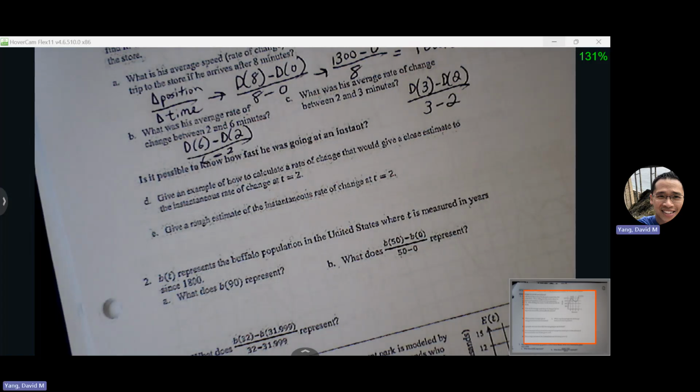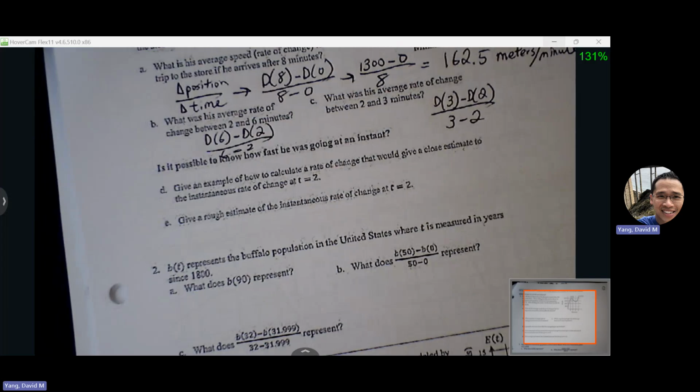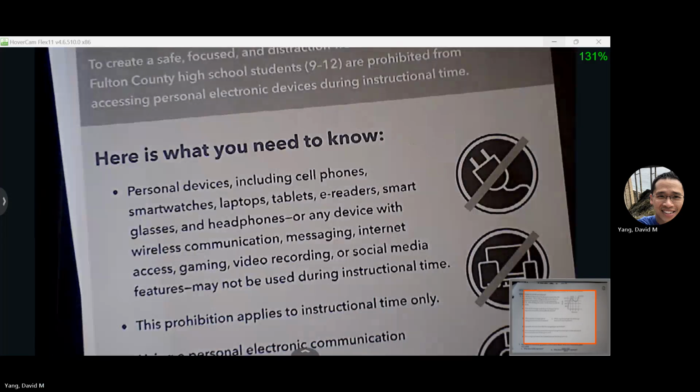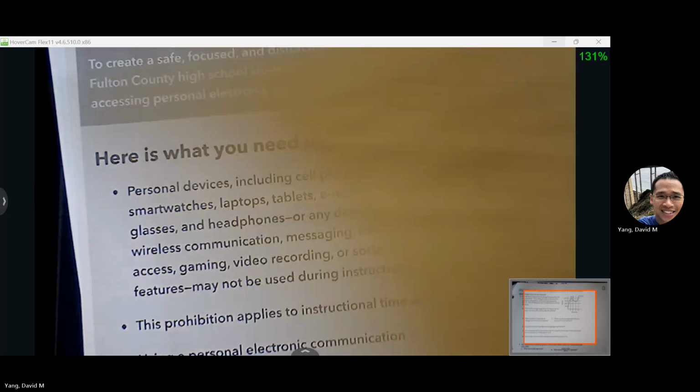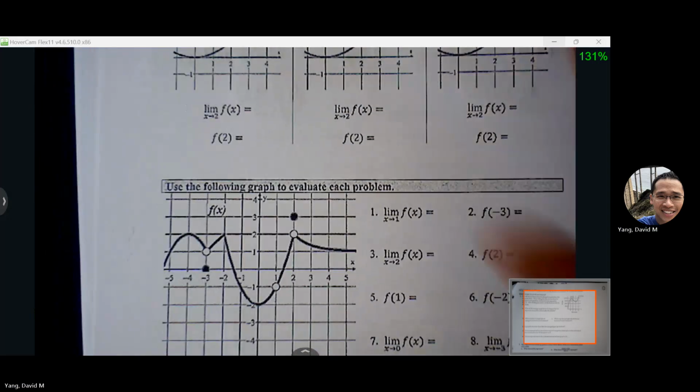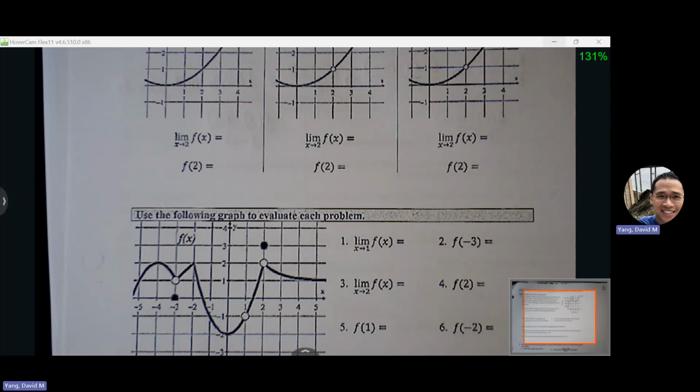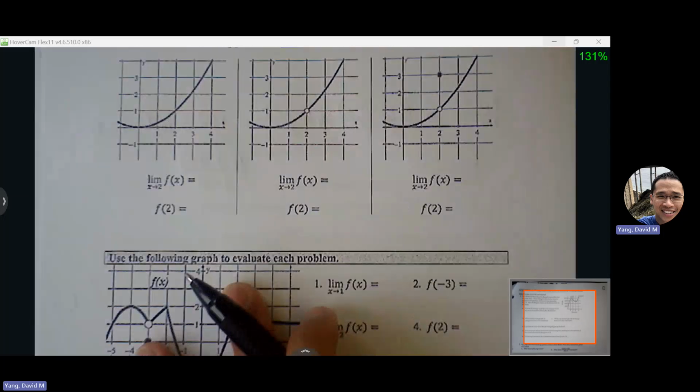Okay, we're going to skip the rest of page 1. You guys can finish that off later. We have a few minutes here, so let's see if we can start talking about limits. So page 2.